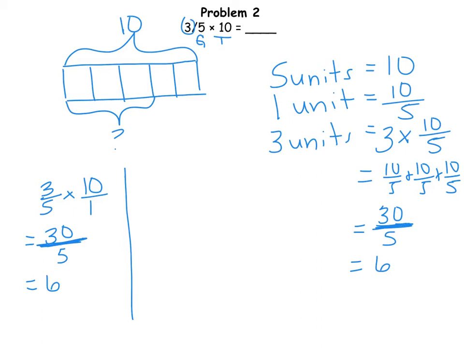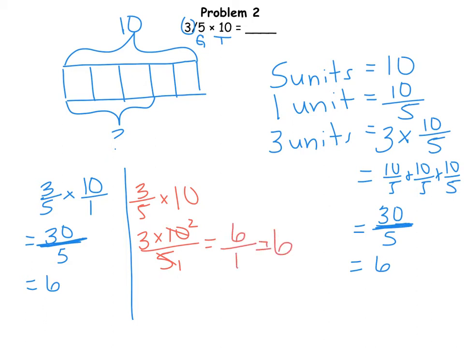So now I have 3/5 times 10. So I know I can do 3 times 10 over 5. Well, before I solve, I can actually simplify. I know 5 can go into 10 2 times, which simplifies that down to 1, because I'm dividing by 5. 5 divided by 5 is 1. 10 divided by 5 is 2. So 3 times 2 is 6 over 1, which is equal to 6.